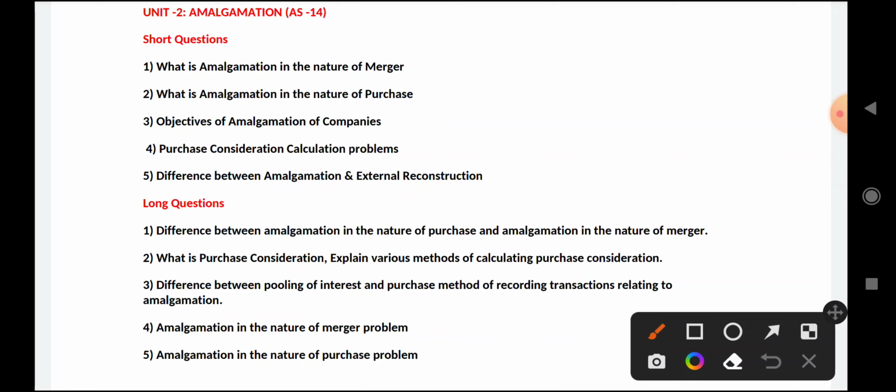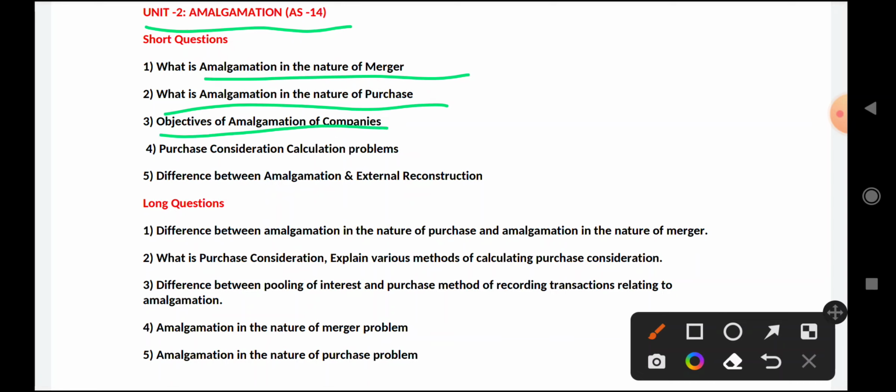Next, amalgamation. People will have a problem with the amalgamation itself. So what is amalgamation in the nature of merger, or what is amalgamation in the nature of purchase? Direct theory questions may be asked. And objectives of amalgamation of companies, purchase consideration calculation related problems, as well as what is purchase consideration, direct theory question may come.